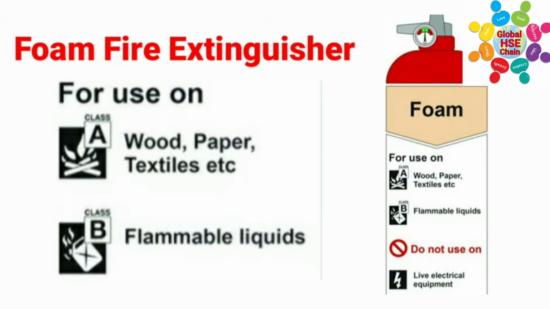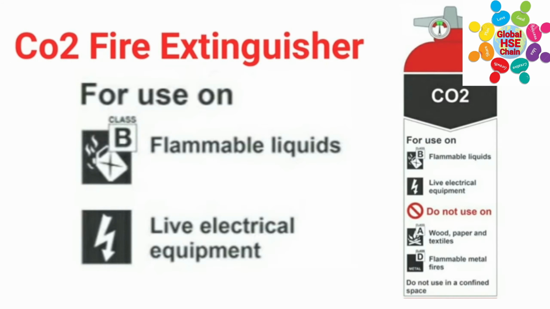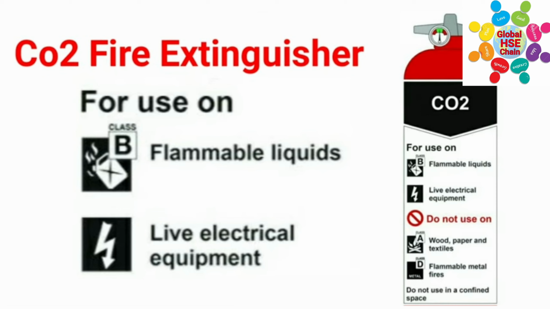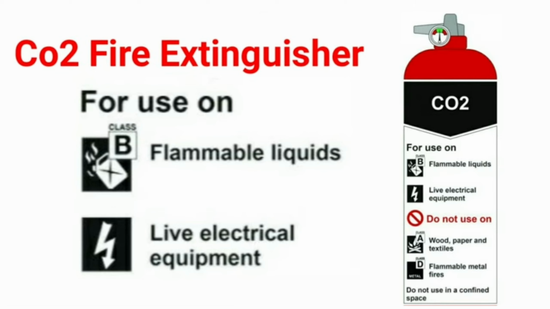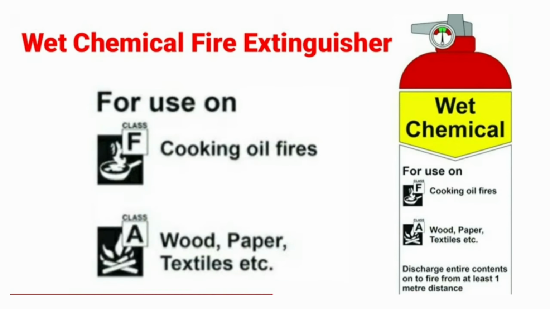Foam fire extinguisher is for use on class A fire: wood, paper, textiles, etc. And for class B fire, flammable liquids. CO2 fire extinguisher is for use on class B fire, flammable liquids. And for live electrical equipment. Wet chemical fire extinguisher is for use on class F fire, cooking oil fires, and class A fire: wood, paper and textiles.